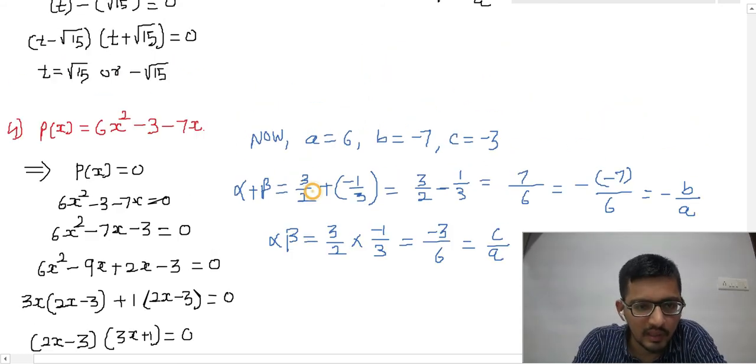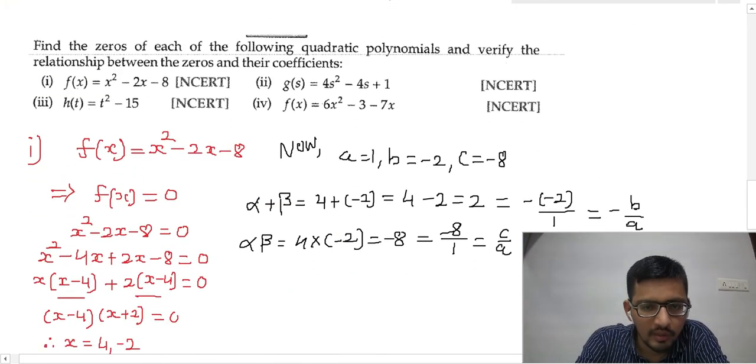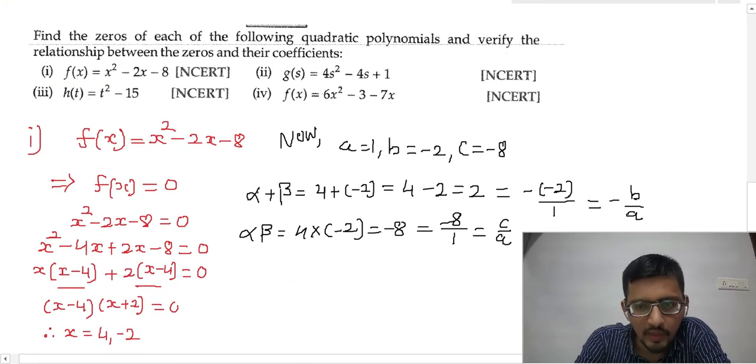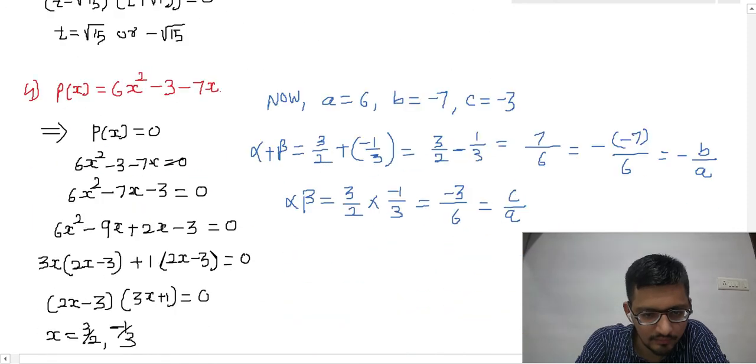I hope this is clear. So these are one type of question. When any polynomial is given, how to find the zeros of the polynomial and the verification. I hope this is clear. More examples you can practice.